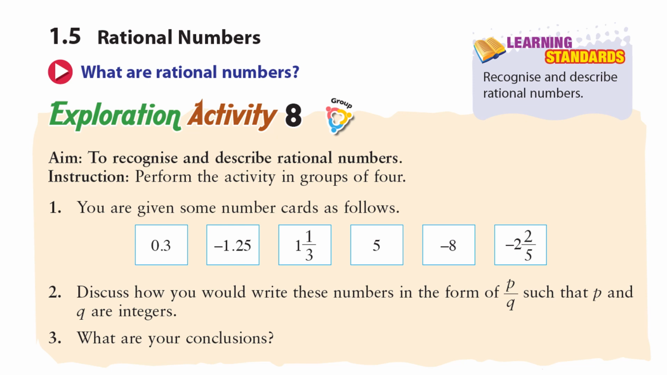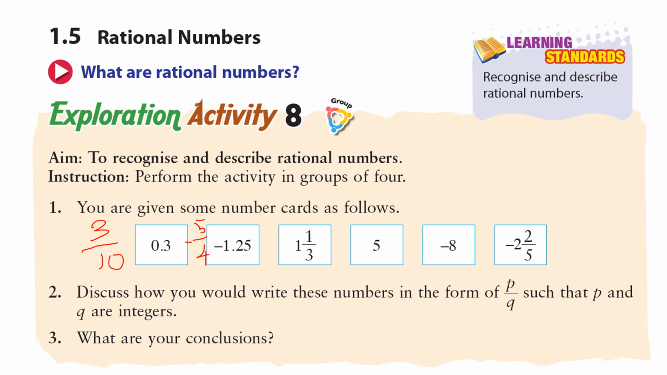Let's check the first one. 0.3. We can put it as 3 over 10. Negative 1.25. Negative 1.25, what do we get? You can check it with a calculator. Negative 1.25, what do you get for it? You can get it 1 and 1 over 4. Or we can just put it as a negative 5 over 4.